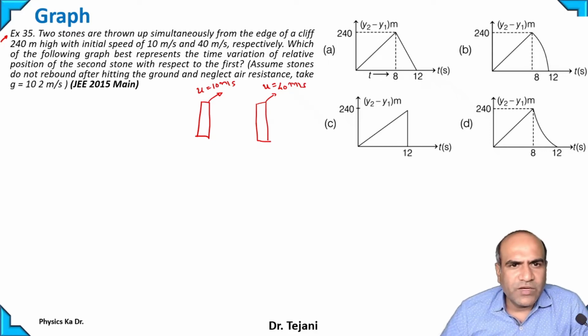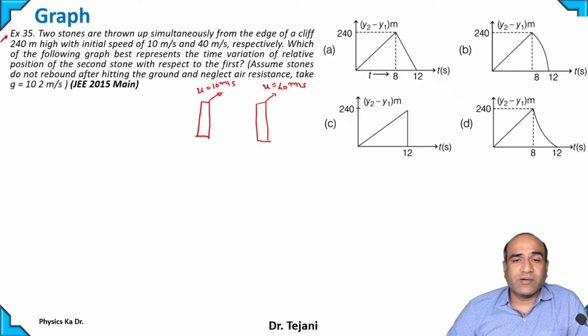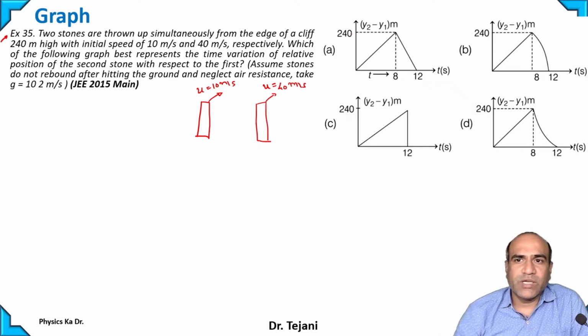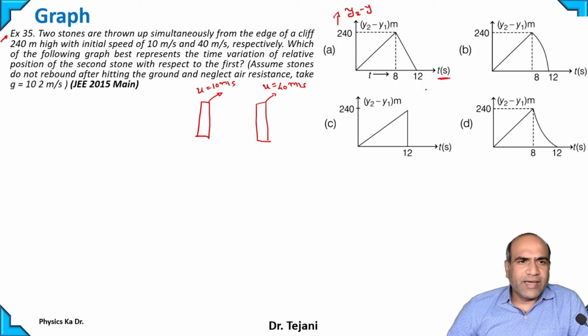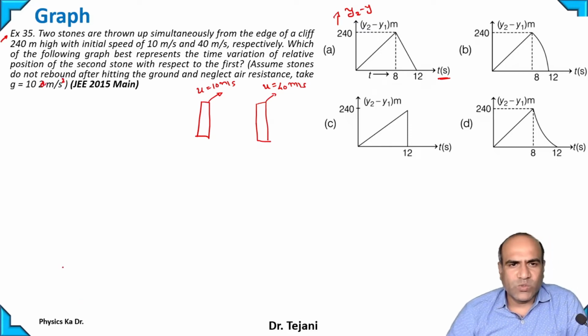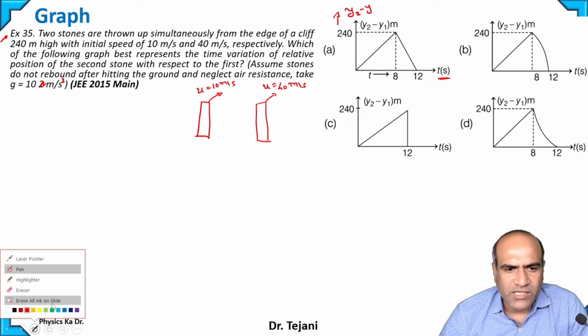Which of the following graphs best represents the time variation of the relative position of the second stone with respect to the first? That means it is showing distance traveled at time t, y2 minus y1 as the y-axis and t on the x-axis. Oh, difficult. Assume stones do not rebound, that is fine. And g is 10 meter per second squared. Wow, JEE 2015 Main, this question was asked.